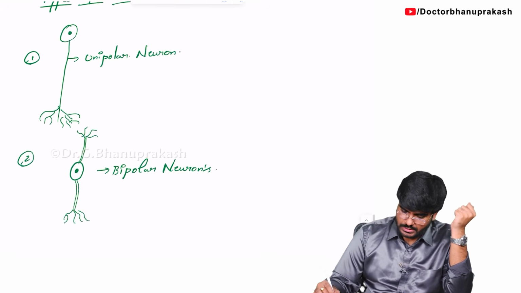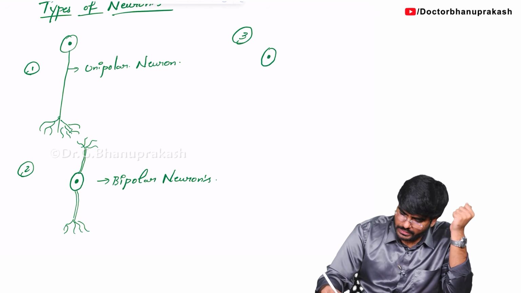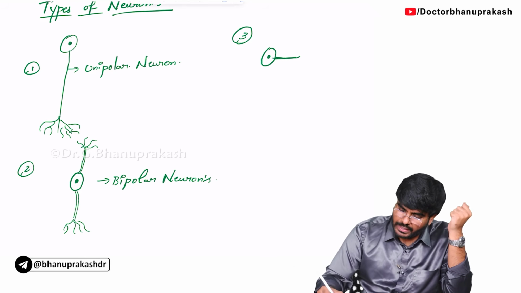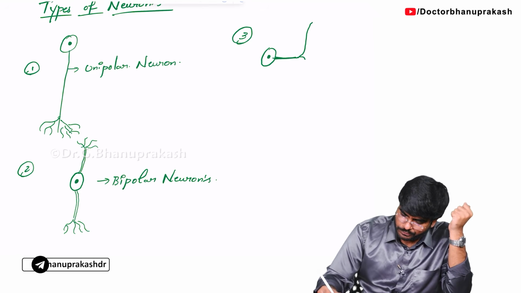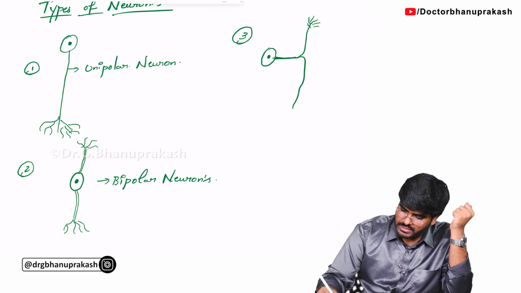Okay, bipolar neurons. Look at the third type of neuron. There is one cell body and only one axon is coming. But this one axon is divided into two processes: one central process and one peripheral process, let's say.